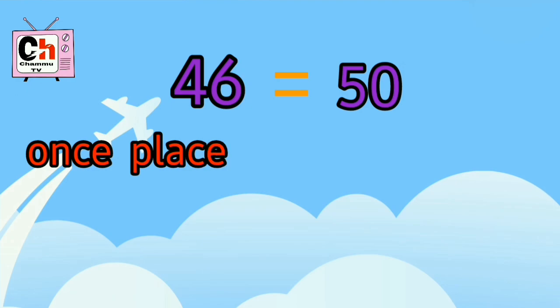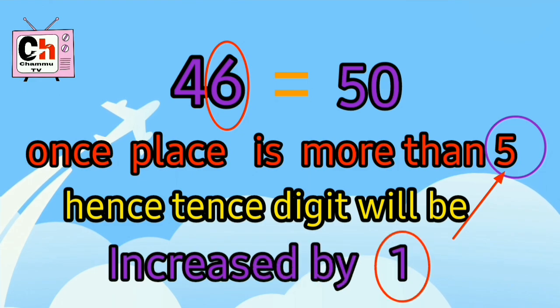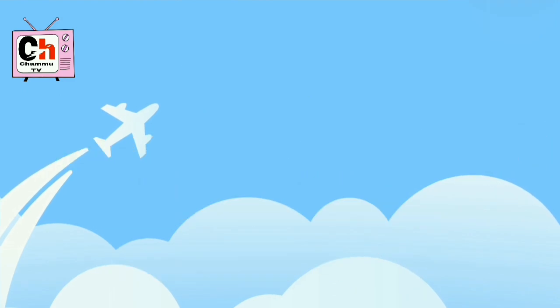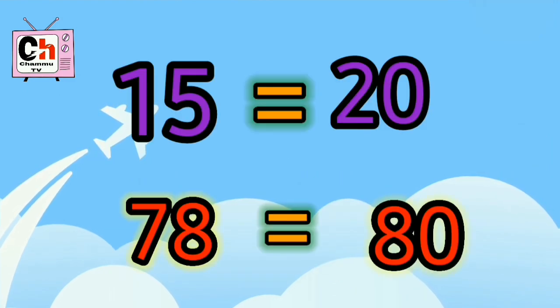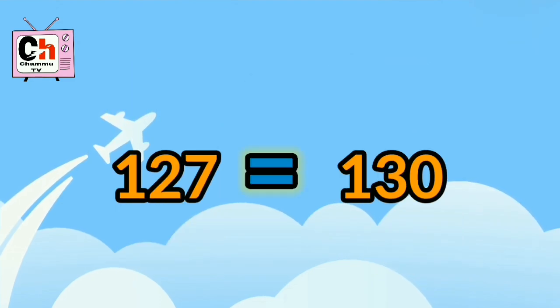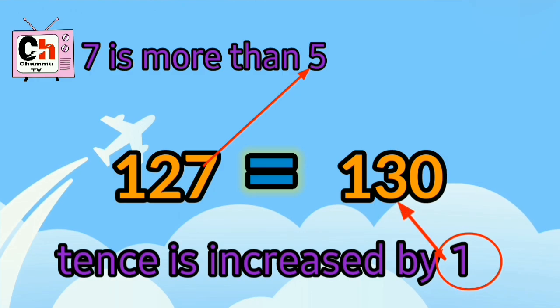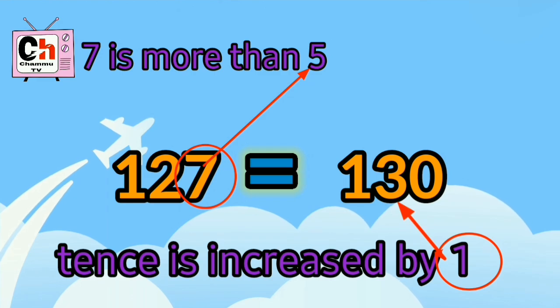46 equals 50. Ones place is more than 5. Hence, tens digit will be increased by 1. 15 equals 20. 78 equals 80. 127 equals 130. 7 is more than 5. Hence, tens is increased by 1.